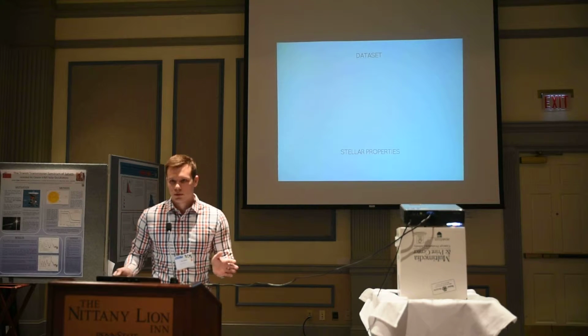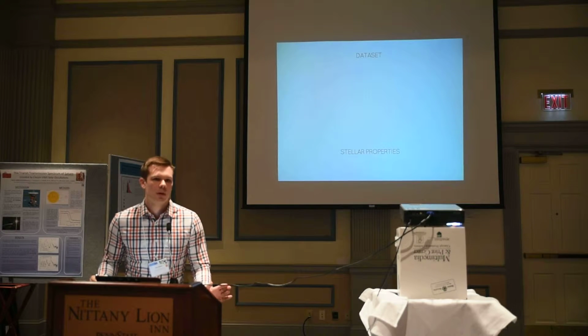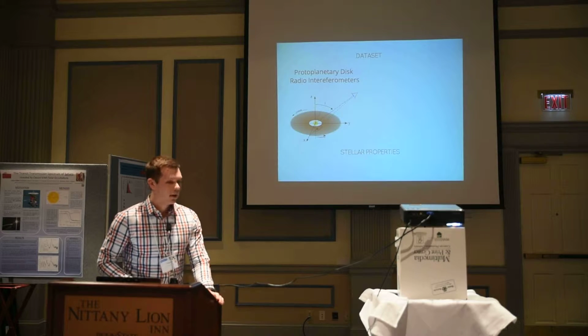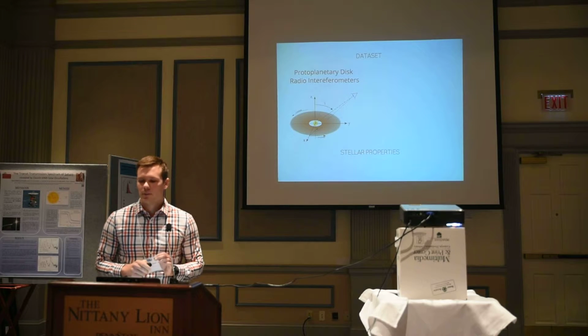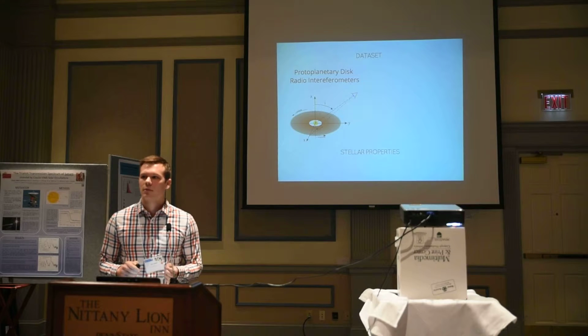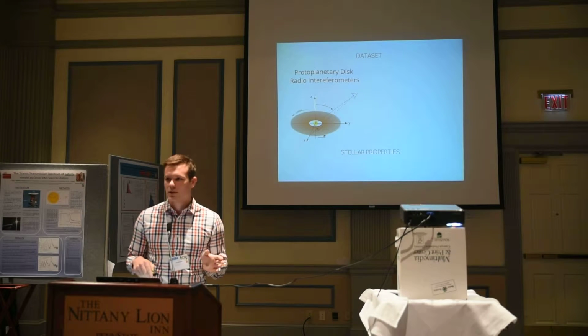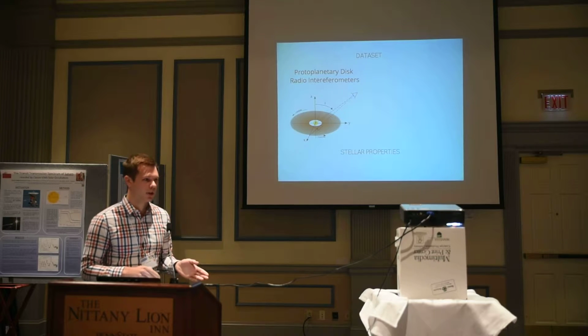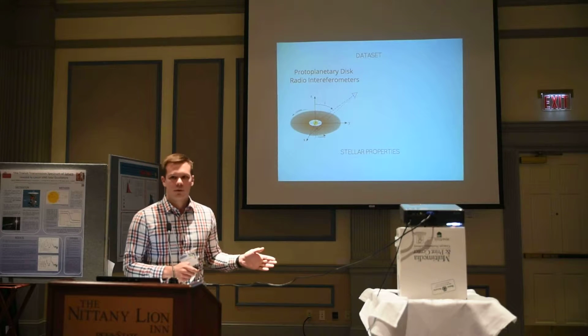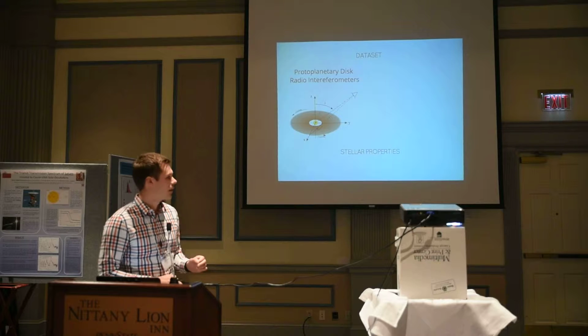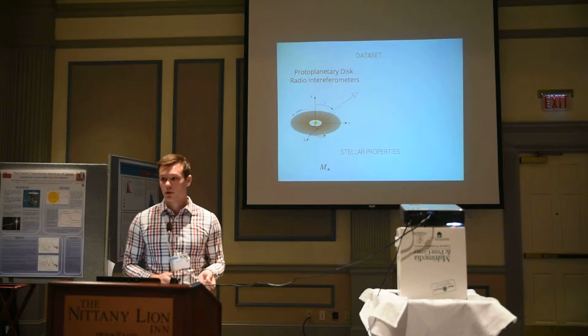I do this using two types of methods and two types of data sets. The first is a protoplanetary disk. Since these stars are young, many of them still host a disk that's rich in gas and dust and is eventually the site of planet formation. Using radio interferometers, we can study the motion of this disk and actually derive a precise constraint on the stellar mass.